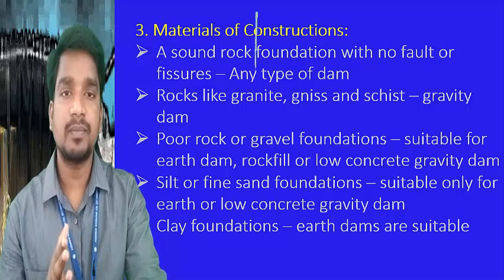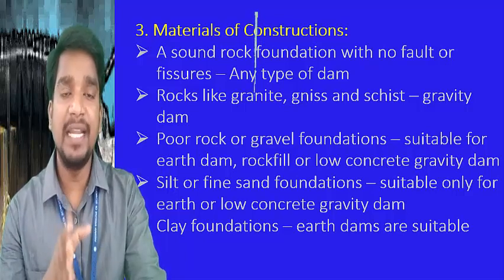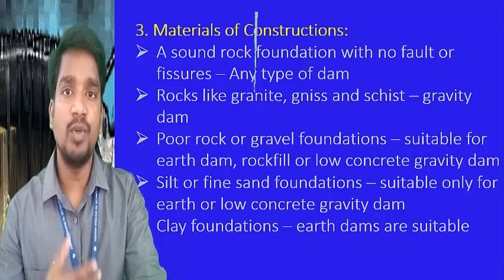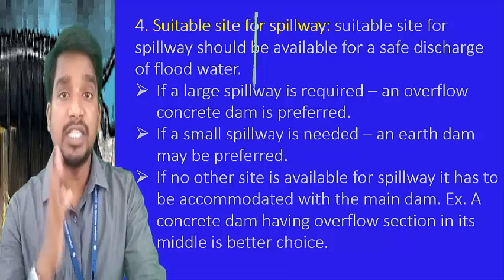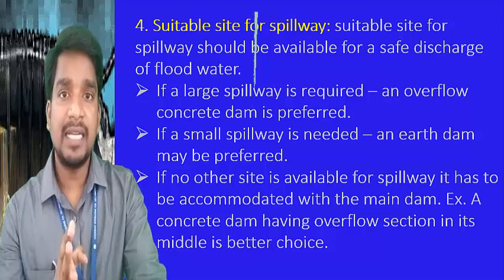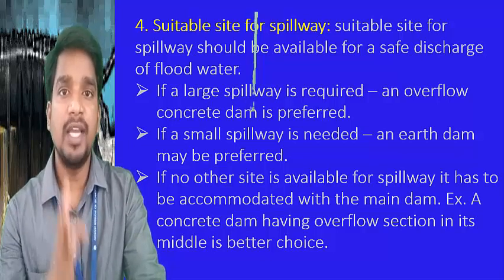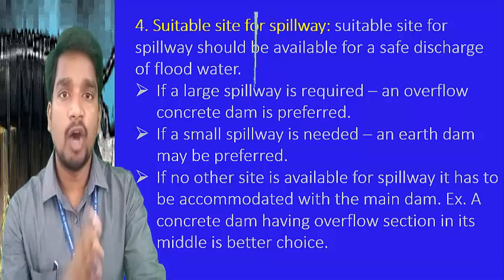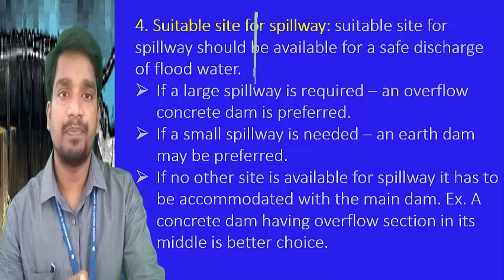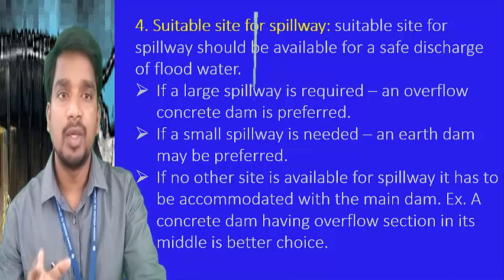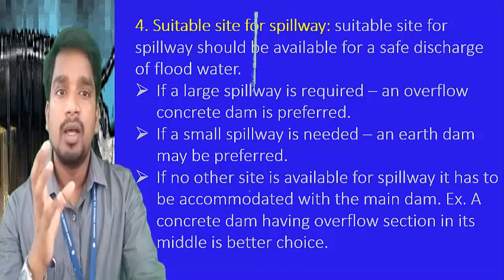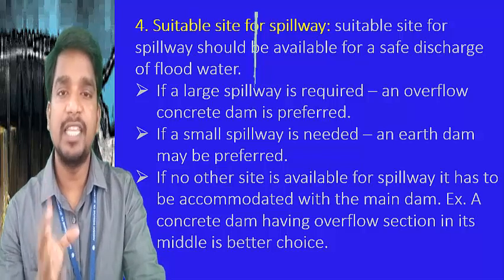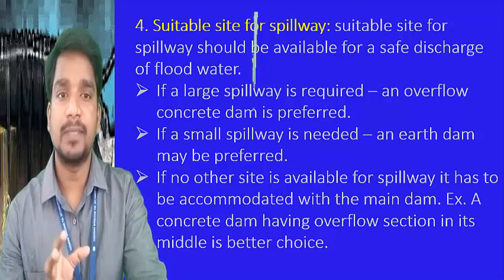So you need to select a site where plenty of materials are available, depending on what type of dam you want to prefer. So that is about materials of construction. Now the next one is a suitable site for the spillway. It is very essential that the selected site has the flexibility or facility to accommodate a separate site for the spillway. For example, if you need a large spillway, an overflow concrete dam may be preferred. If a small spillway is needed, then in that particular case an earth dam may be preferred.